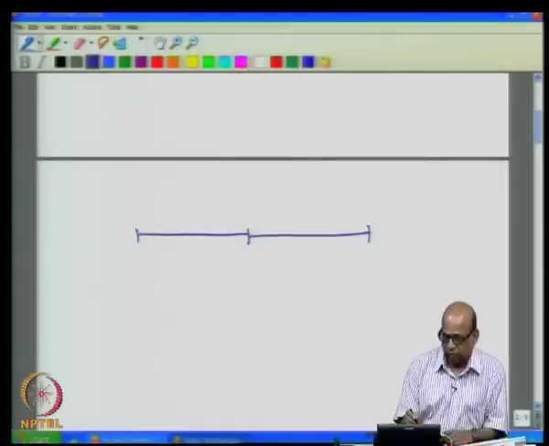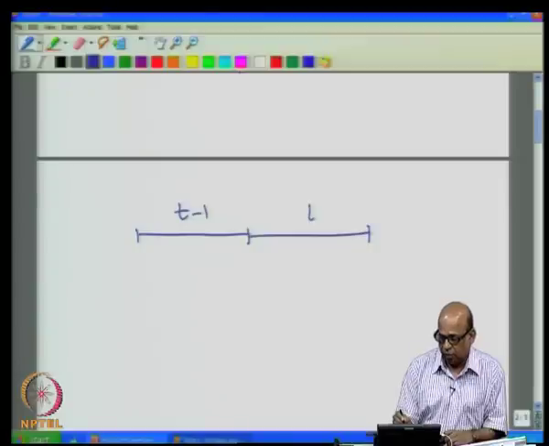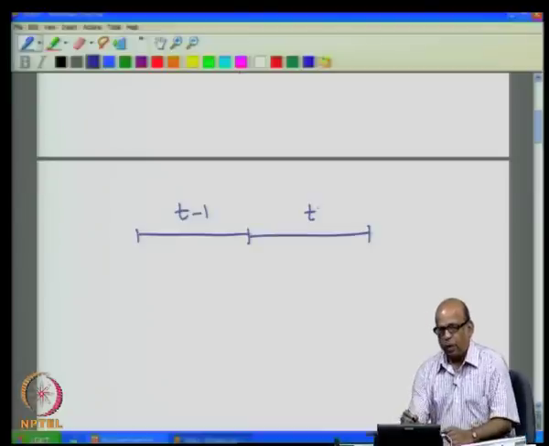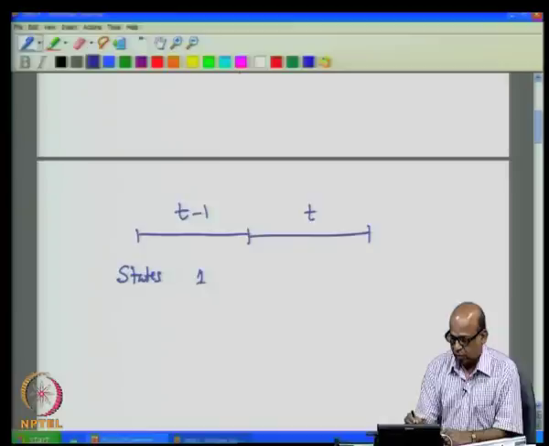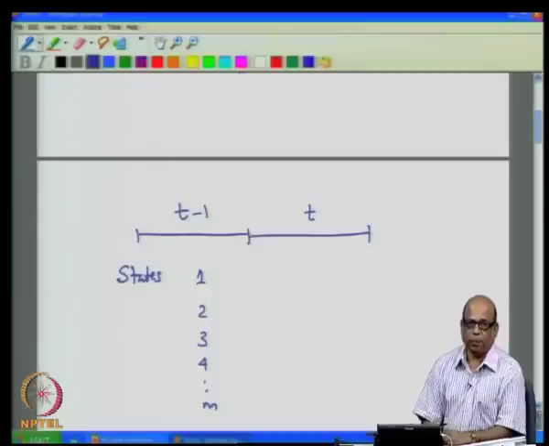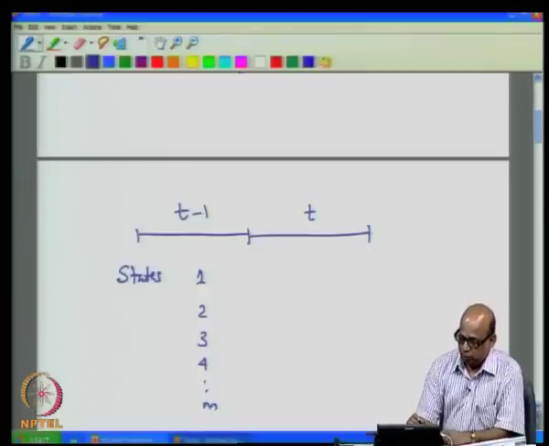Now, let us understand what we mean by the states and what we mean by the transitions. Let us say this is time period t minus 1 and this is time period t. And now, we define the states as 1, 2, 3, 4 etcetera, m number of states we define. That means, the process in time period t minus 1 can be in any of these m number of states.